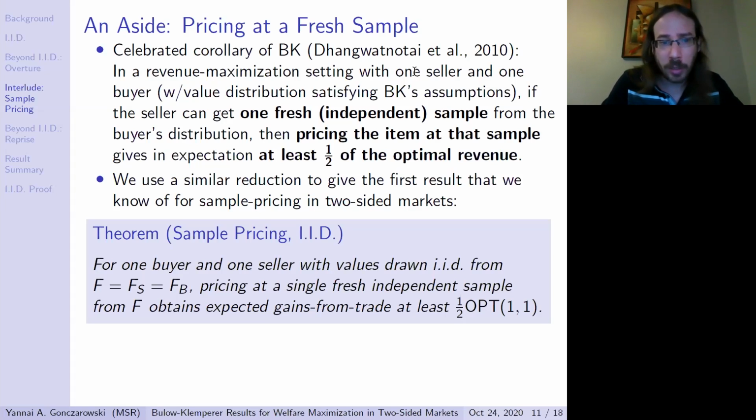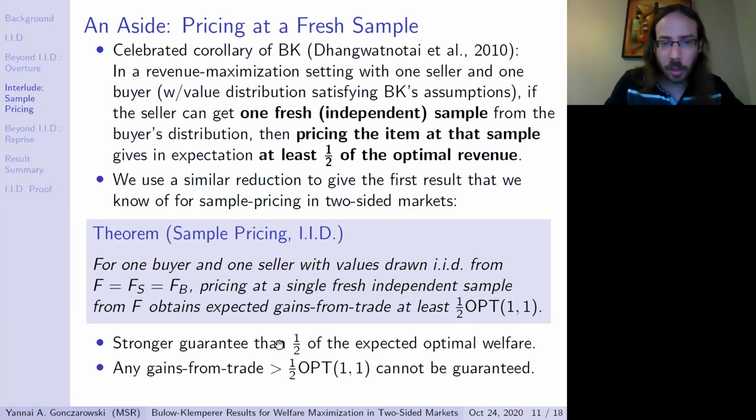And we give the first result that we know of for sample pricing in two-sided markets that says for I.I.D., for one buyer and one seller with values drawn I.I.D. from the same distribution, pricing at a single fresh independent sample, meaning that we get one additional sample from F, and pricing at it means that there is going to be trade only if both the seller and the buyer agree that this is how much the buyer is going to pay the seller, obtains expected gains from trade at least 1/2 of the optimal. This is without adding buyers or sellers, but you do need access to a fresh independent sample.